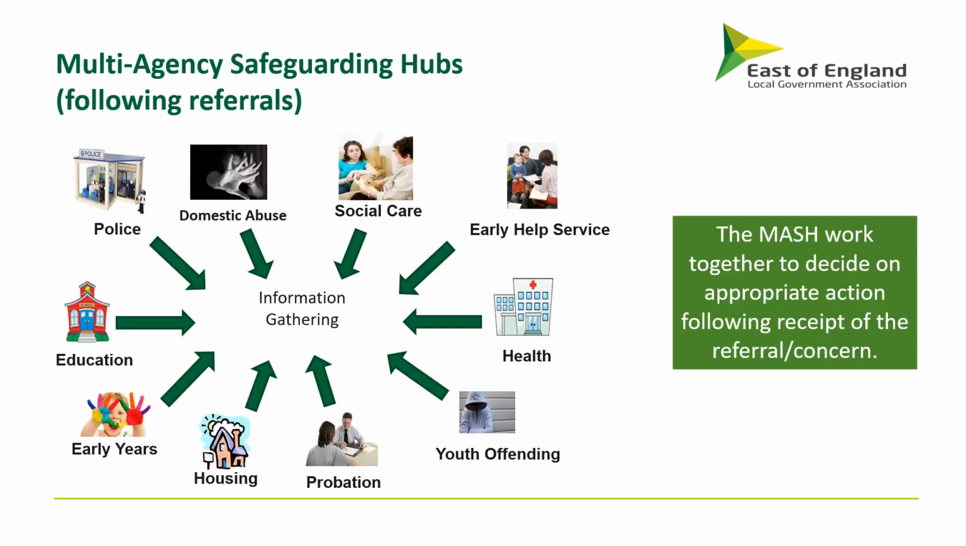Most local authorities now have a multi-agency safeguarding hub, or a MASH, that can be accessed in a range of different ways. It may be called an integrated front door, customer first, depending on your local authority. This is where all the information is gathered and the appropriate action to be taken based on a full set of information about that person or that family.